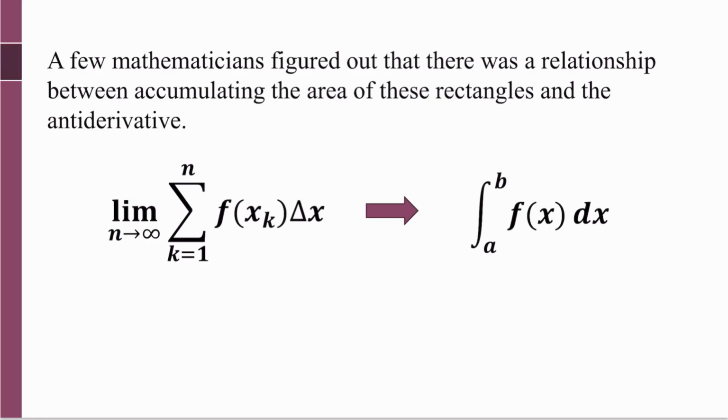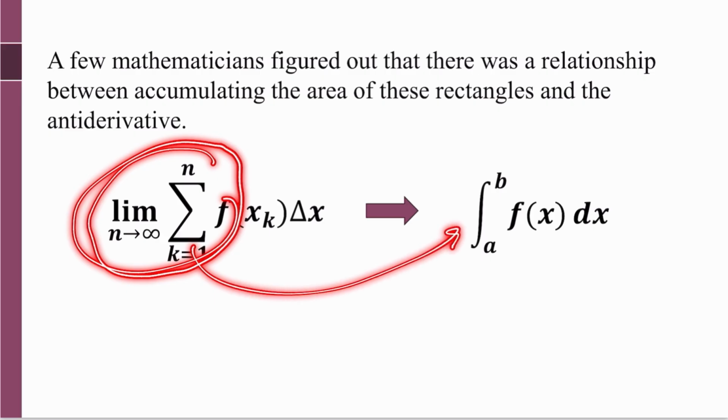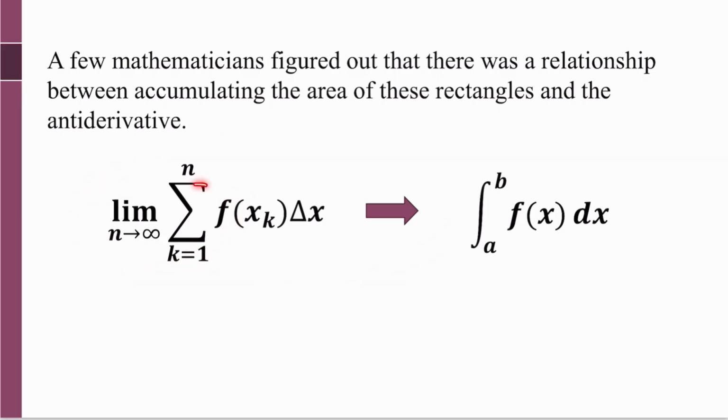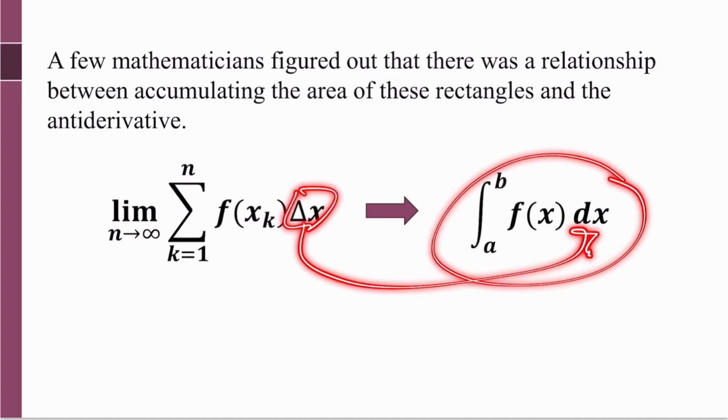Well, what happened is that some mathematicians figured out that there was a relationship between accumulating the area of the rectangles and the antiderivative. And also this particular symbol here, this became this symbol here. And so you can see that the sigma is like a capital S, and then you've got this elongated looking capital S, and then you've got the lower bound on the sigma and the upper bound, and you've got a lower bound, you got the upper bound, and then you have the f of x sub k, which is just going to be f of x, and then you have the dx, or sorry, the delta x, which became dx. So that's where this notation comes from.